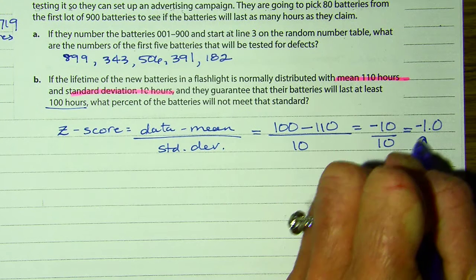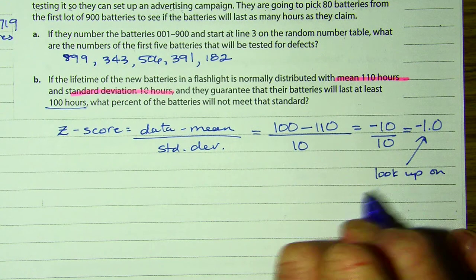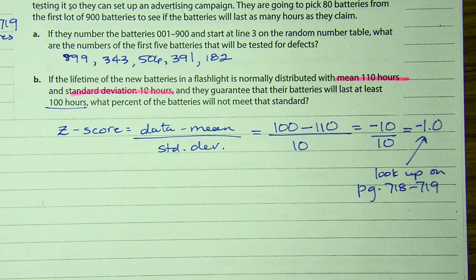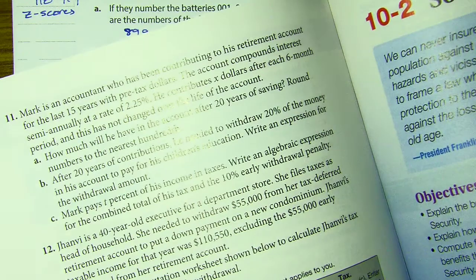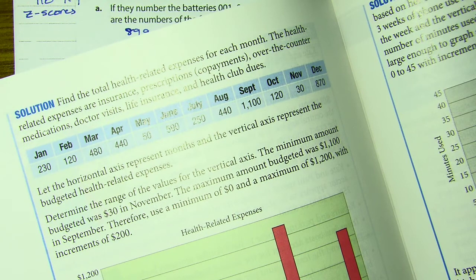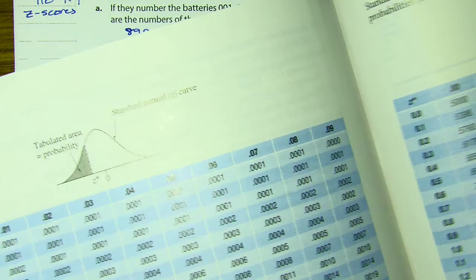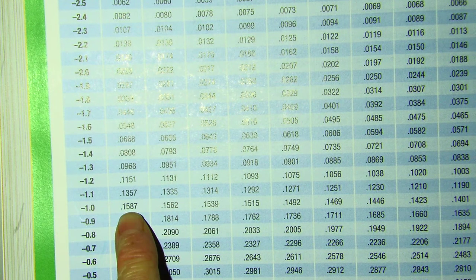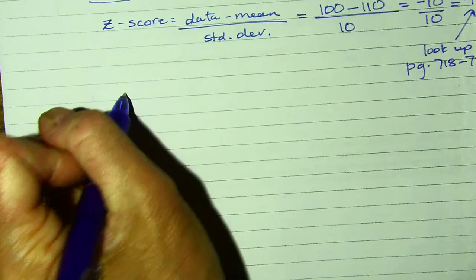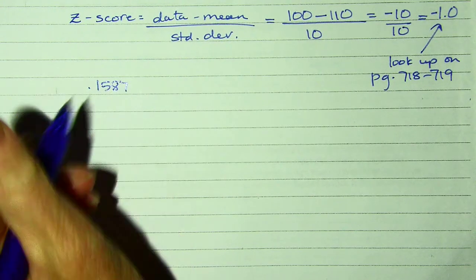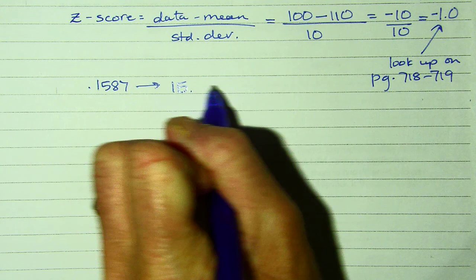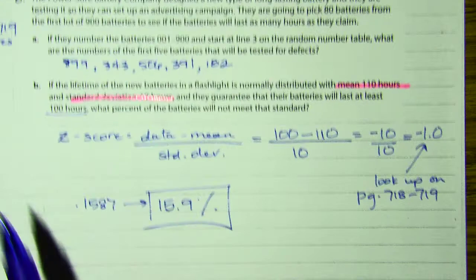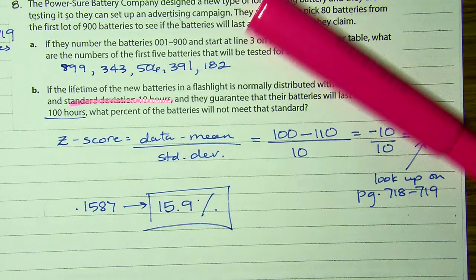So I'm going to look this up on page 718 to 719. Okay, so let me grab our book and go to that page. And here's negative 1.0, and so I get 0.1587, which as a percent would be 15.9% of batteries will not last 100 hours. Okay, and that concludes our notes.